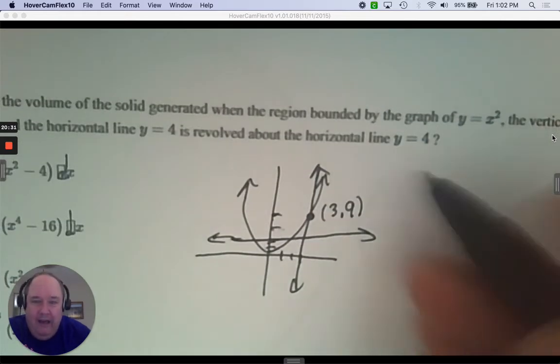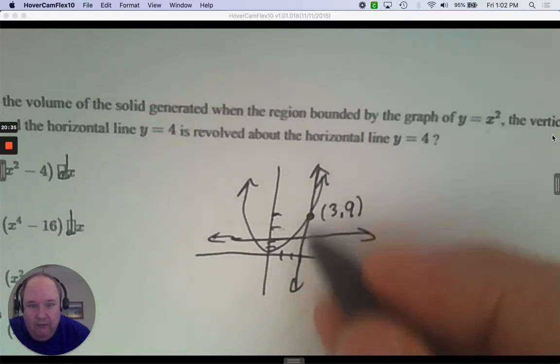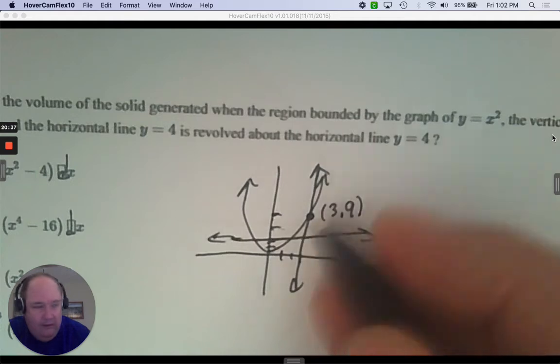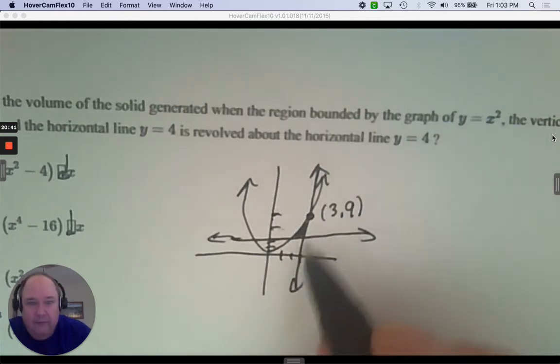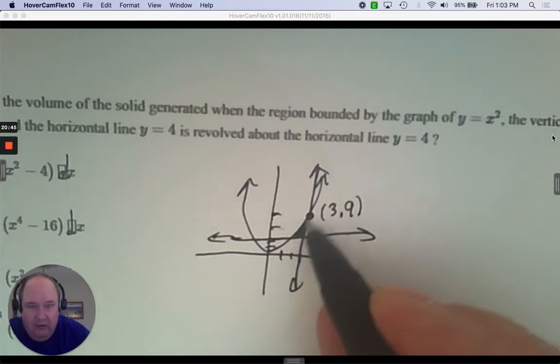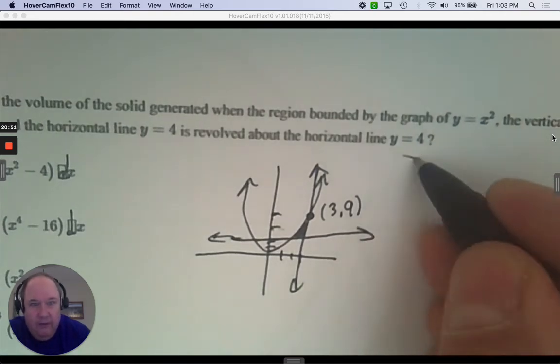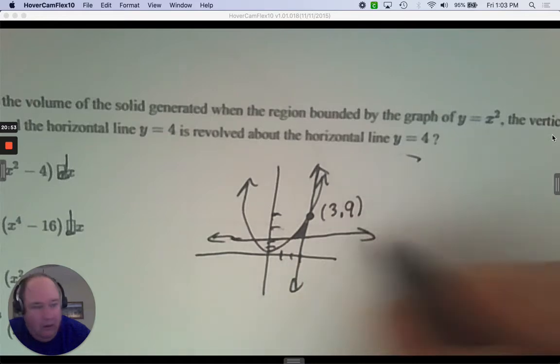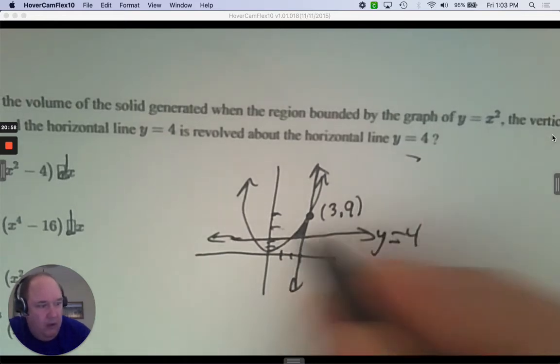So what's the area trapped between the three of them? We have the vertical line, the horizontal line, and the curve. Do you see this little area in here? I'm going to shade it in. Do you see that area there? That's the line and the curve, and we're going to revolve it around that line, y equals 4. Do you notice the area hugs y equals 4 all the way through? This is a disk as you revolve around.